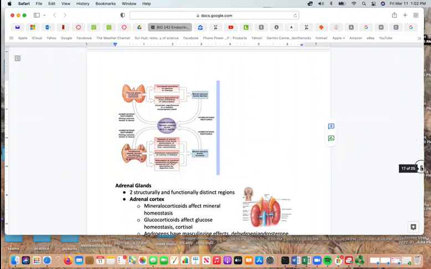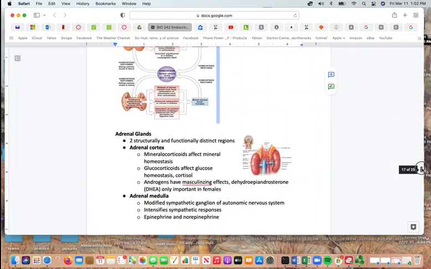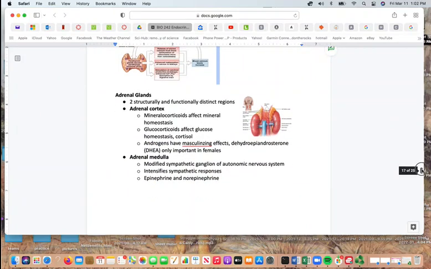So your adrenal glands, adrenal literally means next to the kidney. And they're not really next to it, they're on top of the kidney. But the adrenal glands have two functionally distinct regions, the adrenal cortex and the medulla. With the cortex, it's going to produce the mineralocorticoids. So it's going to affect mineral homeostasis. From mineral, cortico tells you it's in the cortex. Glucocorticoids affect glucose homeostasis. Your primary one there is cortisol.